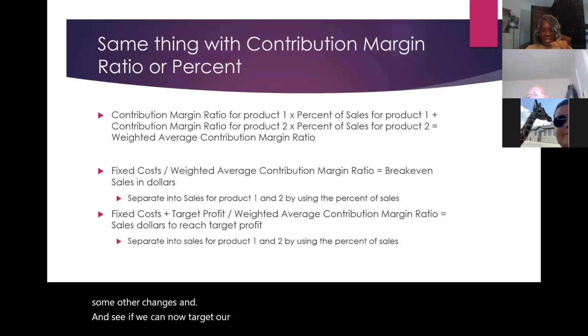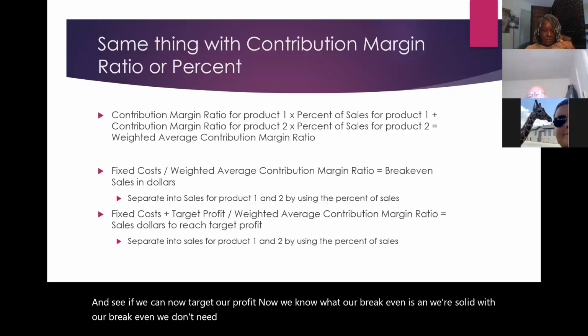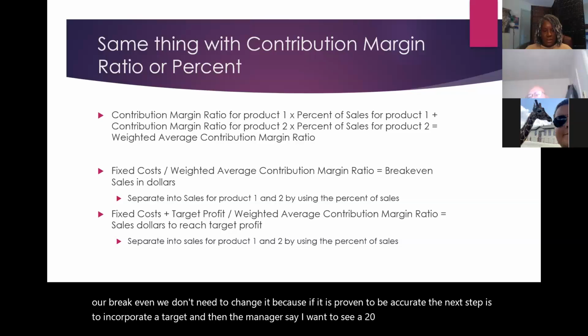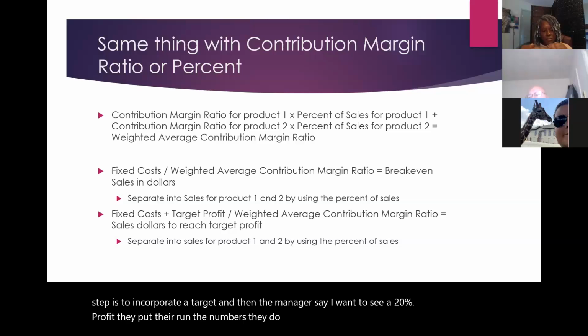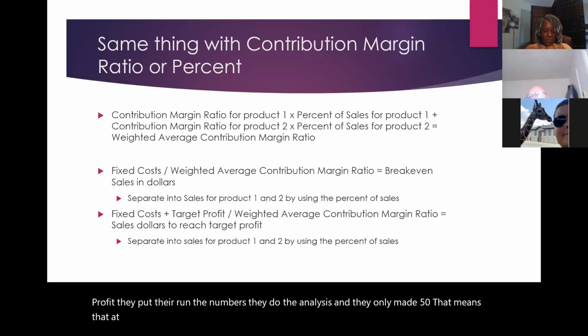Now we know what our break even is, and we are solid with our break even. We don't need to change it because it's proven to be accurate. The next step is to incorporate a target. And then the manager says, well, I want to see a 20% profit. They run the numbers, they do the analysis, and they only made 15%. That means that 5% they didn't get all of their profit. So they kind of dipped into it, almost getting close to their break even.